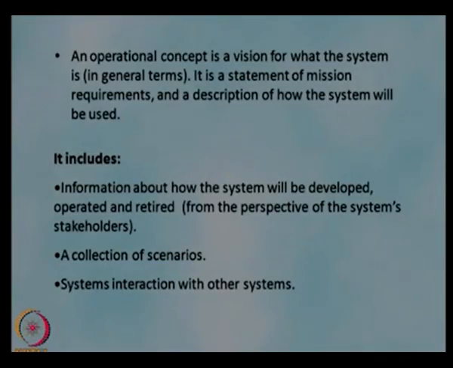So, as I mentioned, the first stage is operational concept development. An operational concept is a vision for what the system is. It is a statement of mission requirements and a description of how the system will be used. That is a very preliminary, very abstract level of concept, where we just define a vision for what the system is, and it is a very simple description of how the system will be used.